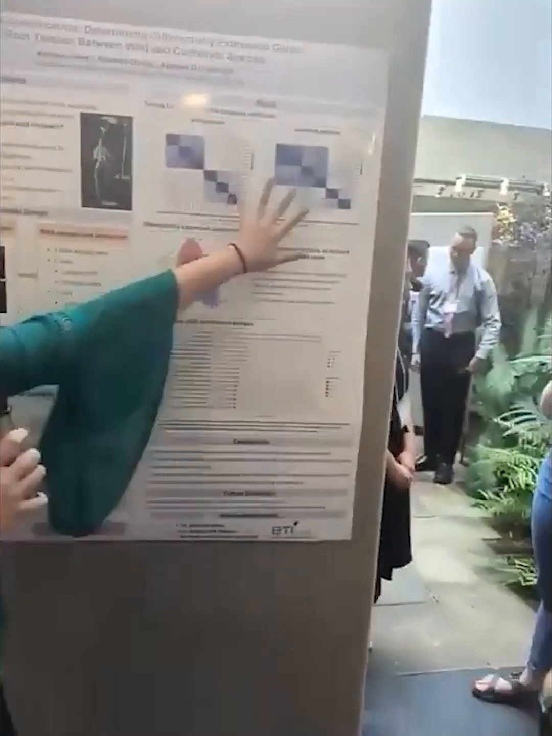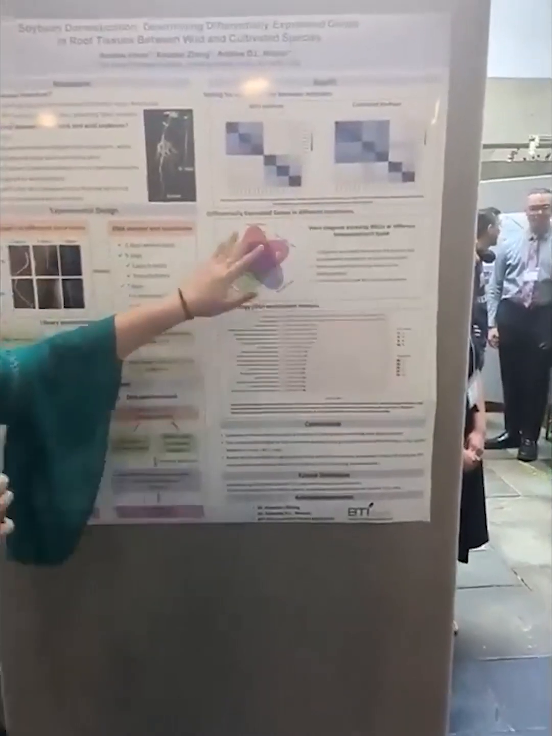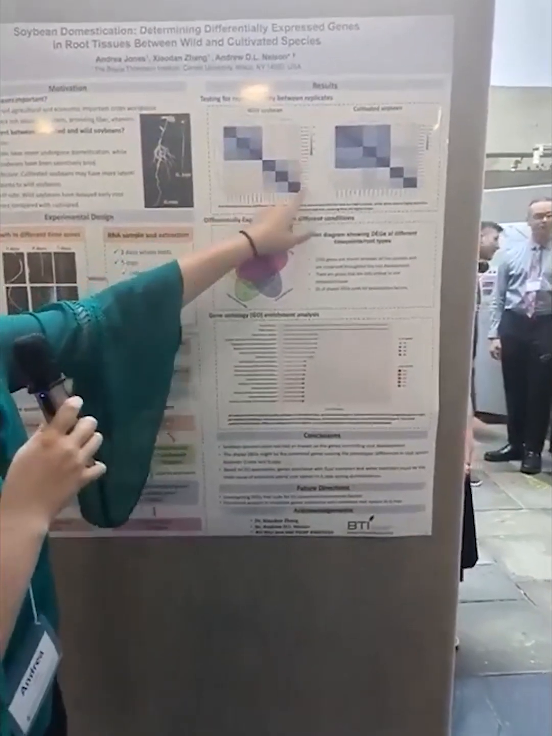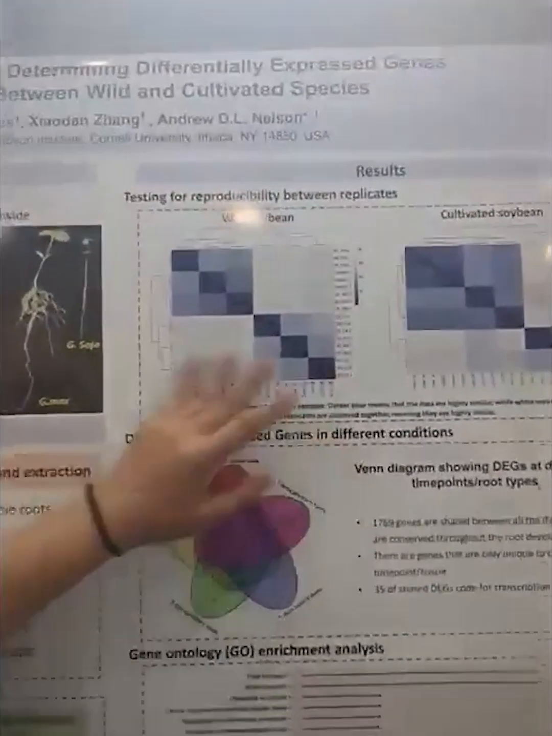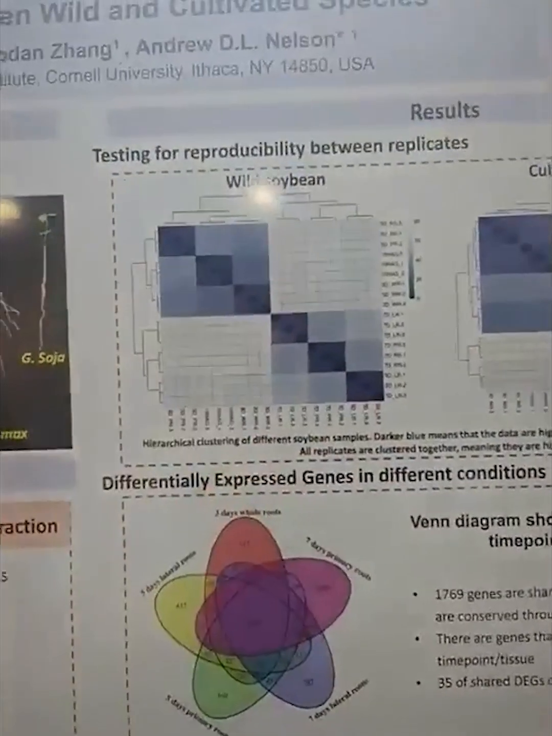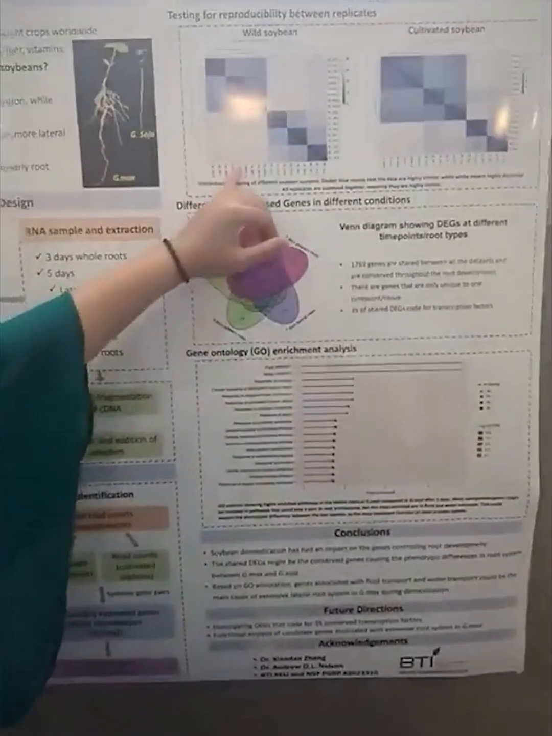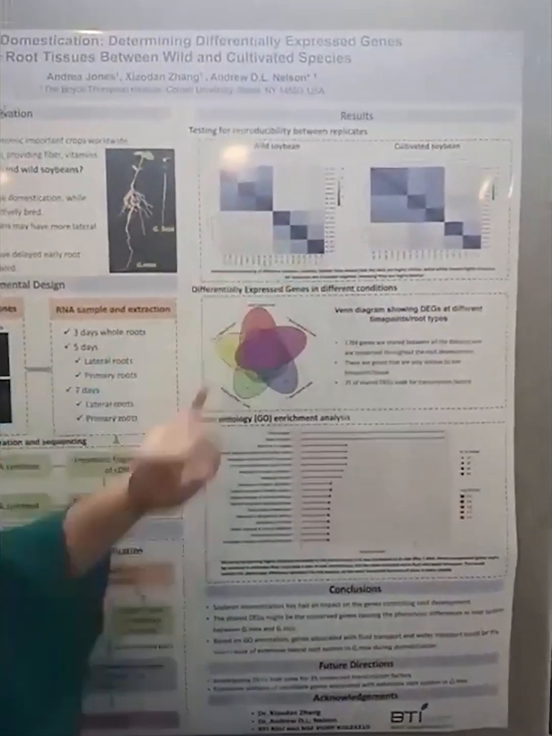So for our results, we have these two hierarchical clustering plots, which basically show that within each condition, the replicates are very similar to each other, which means our samples are good quality. We don't want 10 hours after germination to be very similar to 5 days.